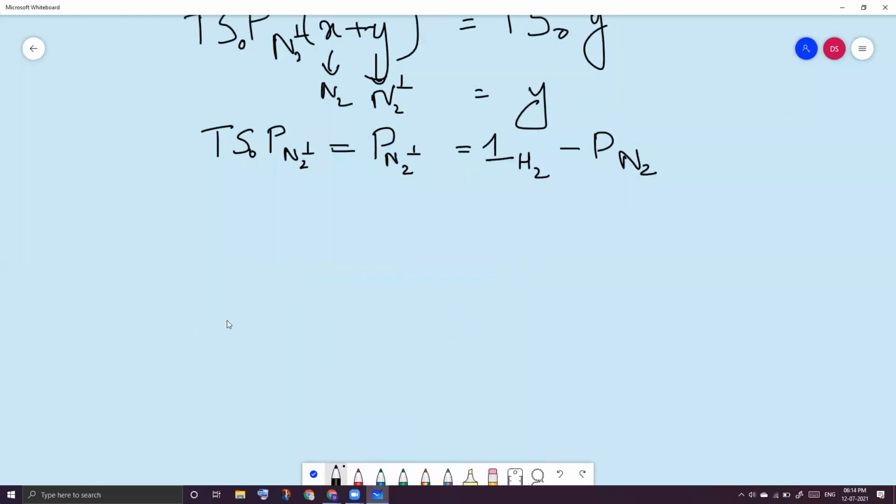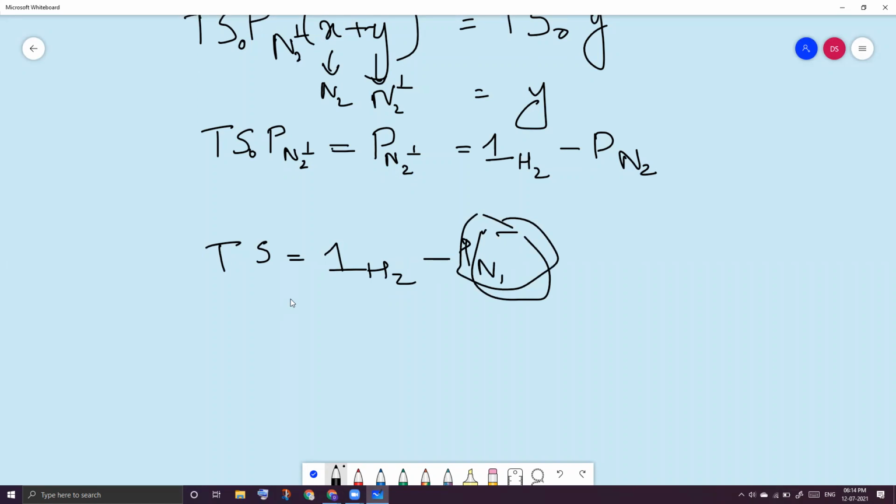So we had TS is equal to 1H2 minus PN1, and this one is a compact operator because it's a finite rank operator. So this form is clear, and the other way is also clear because ST. Okay, there is no bar there. So sorry.